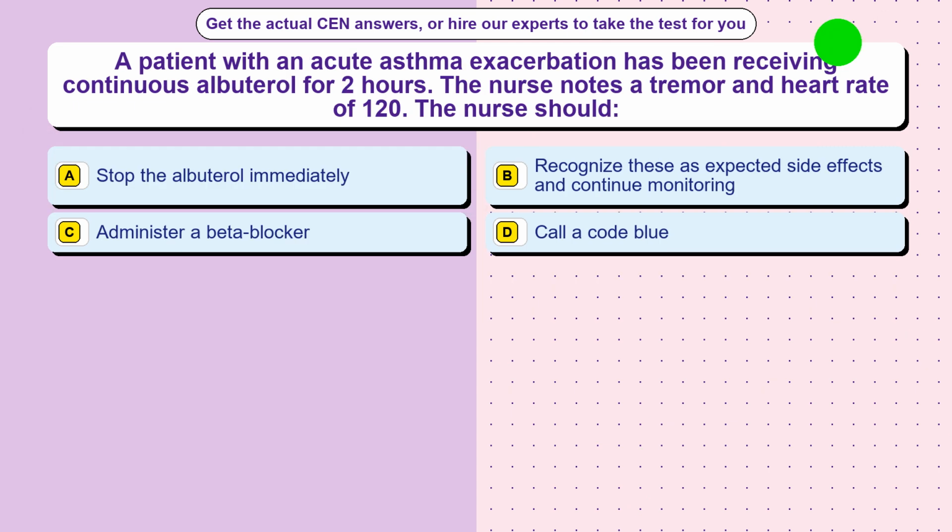Question 58. A patient with an acute asthma exacerbation has been receiving continuous albuterol for 2 hours. The nurse notes a tremor and heart rate of 120. The nurse should: Option A, stop the albuterol immediately. Option B, recognize these as expected side effects and continue monitoring. Option C, administer a beta blocker. Option D, call a code blue.